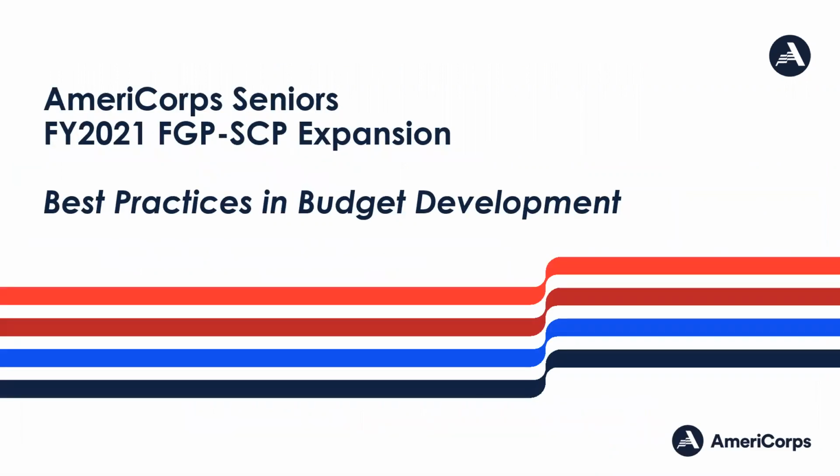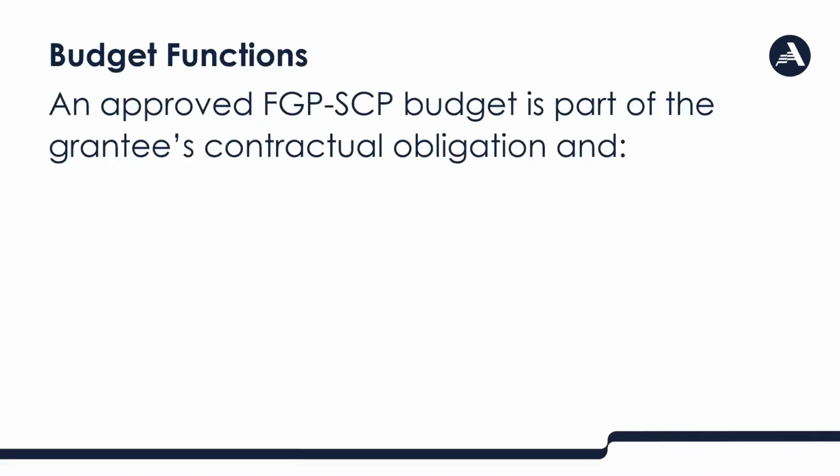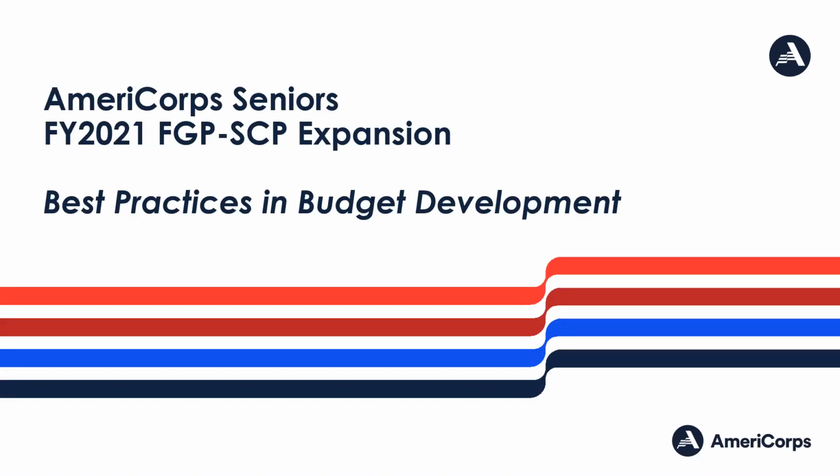Thanks, Anne. Hello, and thank you for joining this Best Practices in Budget Development webinar for the AmeriCorps Seniors FY 2021 FGP SCP Expansion Competition. My goal for today's session is to help you, the foster grandparent or senior companion expansion program applicant, acquire the knowledge and skills you need to understand the function of and to develop an effective FGP or SCP budget and budget narrative. Your submission of a complete and high quality budget will help to demonstrate that you have the fiscal capacity to manage an FGP or SCP program.